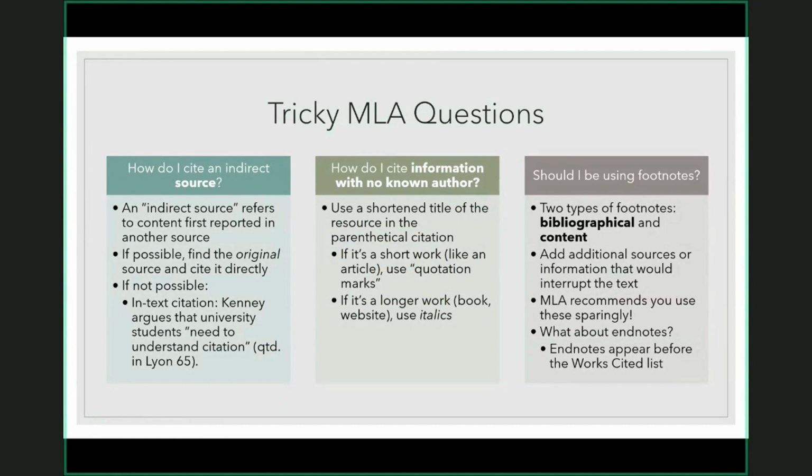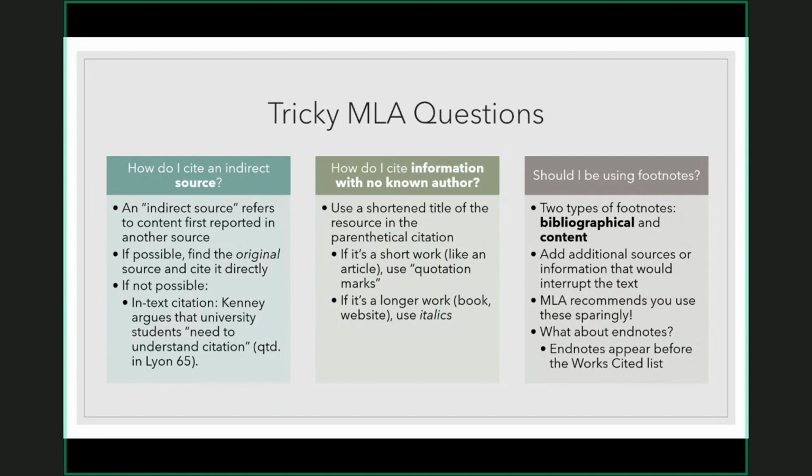I'd like to address some of the tricky MLA questions that tutors sometimes hear in the Writing Center. Students often ask how they cite indirect sources. An indirect source is something that is cited in another article. I know it's a little time-consuming, but if possible, you should always find the original source and cite it directly. If it's not possible to find the primary source, then your in-text citation should look like the example there. In your parentheses, make sure to include the word quoted in, or QTD period, and then the source from which you extracted the information.